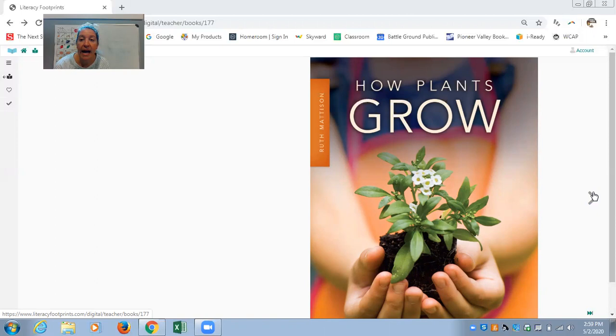And the title is How Plants Grow, which makes me think that this is going to teach us about how plants grow. And when we're reading a book that's teaching us something, I know that that's a nonfiction book. We're going to be learning something and it's going to be giving us true information. So let's dive a little deeper into our book.